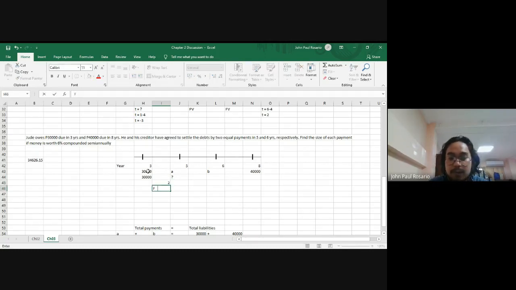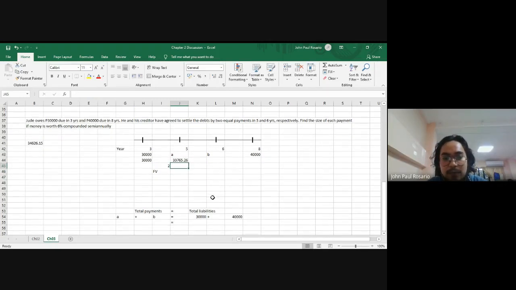So, with that, the future value here would be equals 30,000 times 1 plus our interest is how much? 0.06, and then our M is 2, raised to the power of 2 times our T, which is 2. So our equivalent value for the first liability is 33,765.26. So let's substitute it here.